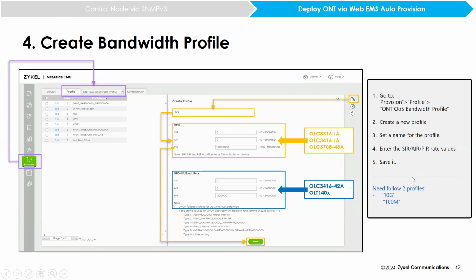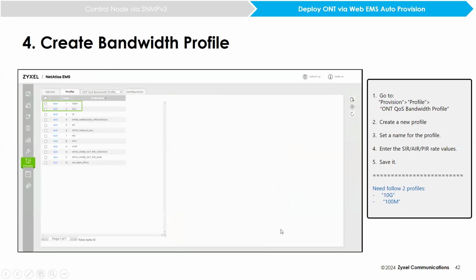Okay, and in our case, we need to create two service profiles. One is for 10G and the other is 100 mega. Once we finish creating the profile, we should be able to find the profile we created in the list on the website.